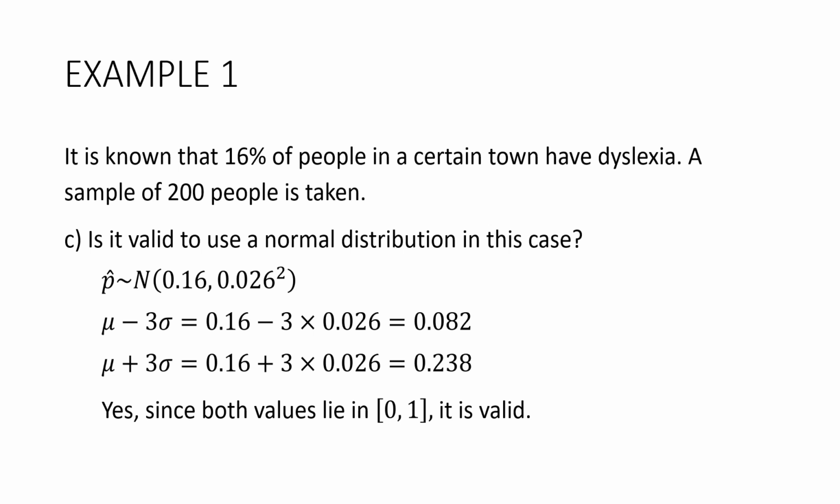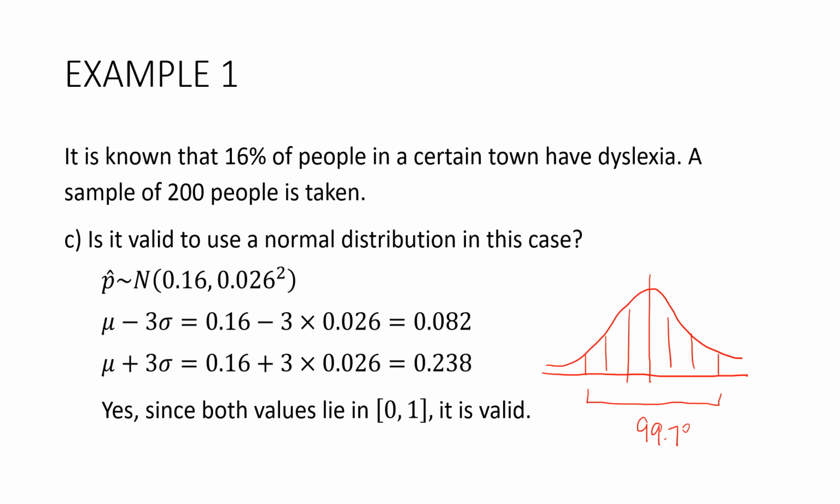Now is this ringing any bells for you? Hopefully it is. What's that 3 standard deviation stuff? Remember the empirical rule where we've got 3 standard deviations either side of the mean? Do you remember what percentage lies here? 99.7%. So we are 99.7% confident that we're within this interval, which is where we want to be, because this proportion, it's a probability. It's in between 0 and 1. If we were outside this interval, we could potentially have a probability that was negative or greater than 100%.